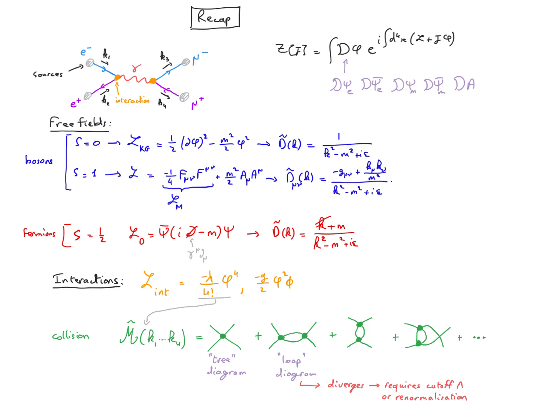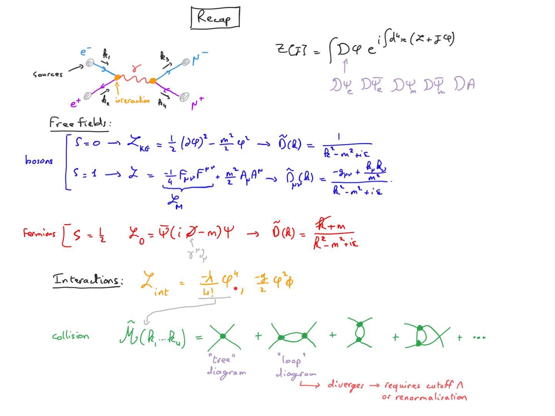We did that with spin 1, in which case we had the Maxwell Lagrangian when the mass is 0, or with an additional mass term if needed. And we got a corresponding propagator, which now has Lorentz indices. And we also did it for spin 1/2 fermions, and that's given by the Dirac Lagrangian. And we also got the corresponding propagator in momentum space, which involves gamma matrices.